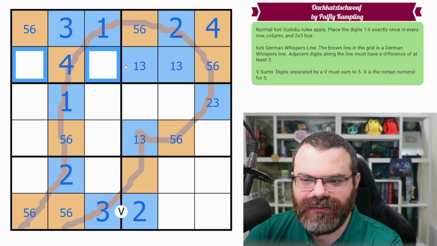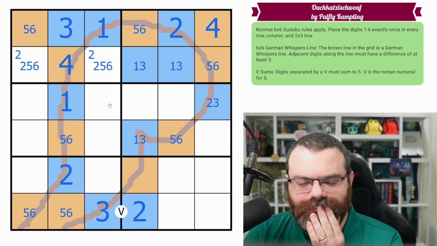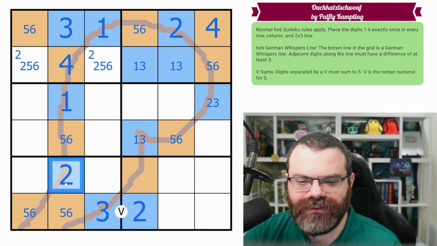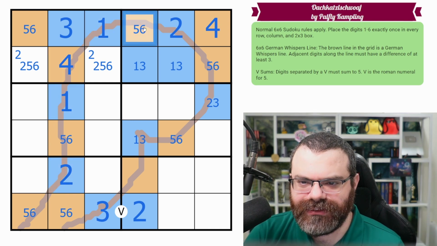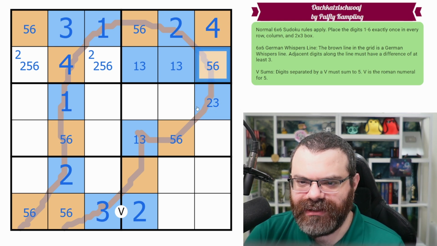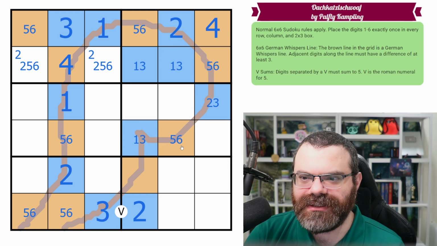Here we've got 2, 5, 6. We know the 2 is in here. Can I restrict any of this more? 4s, 5 or 6, 5 or 6. Okay, if this was a 3, this would be double 6. Is that a problem? That would make that 5. That would make that 5. That would make that 6. I mean, it resolves a bunch of stuff, but I don't think it's a problem.